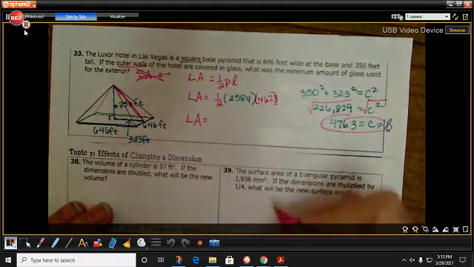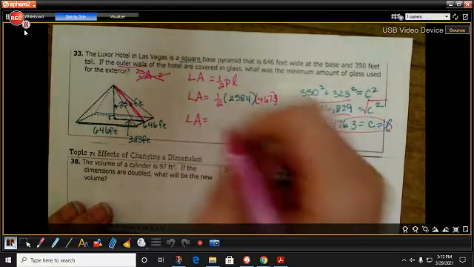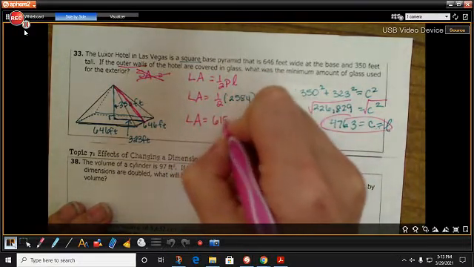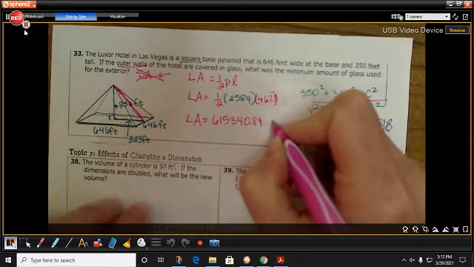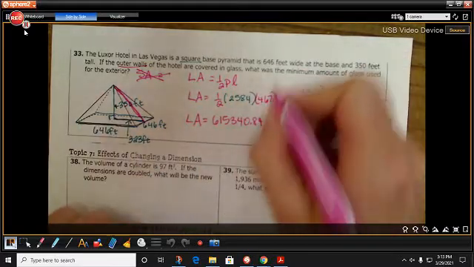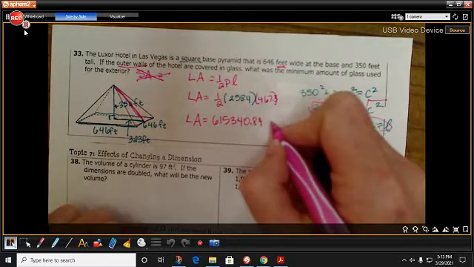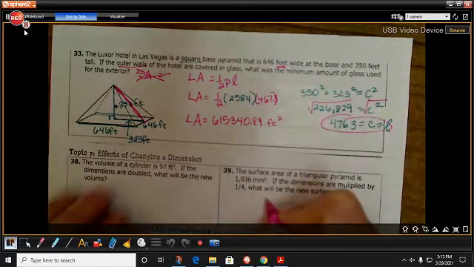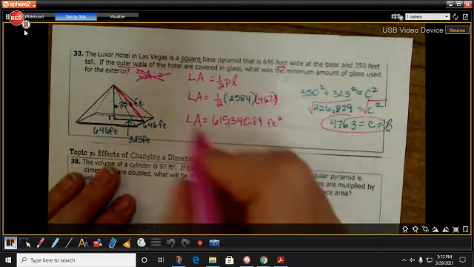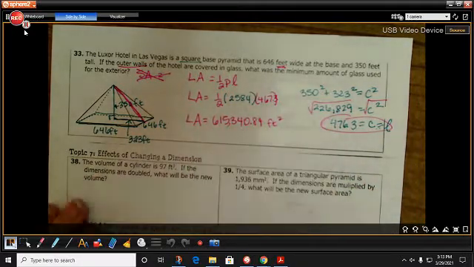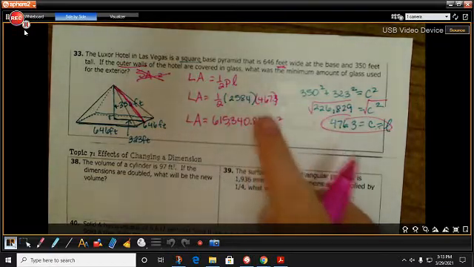So my lateral area is going to come out to be, working all this out in my calculator, 615,340.84. And since it's an area, it will be square feet. So square feet for the amount of glass used to cover the exterior. That, my friends, is a lot of glass covering a hotel. This is why buildings cost millions and millions of dollars to make.